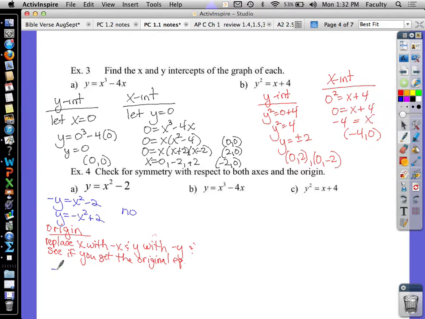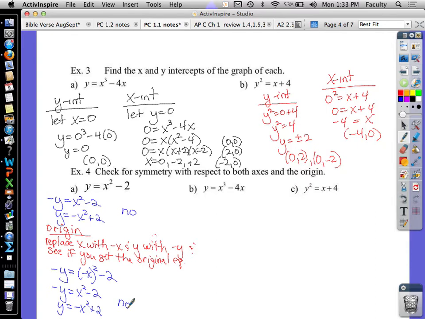So let's try this. I'm going to replace y with negative y, x with negative x, and see if that will produce the original equation. Well, negative x, when you square it, is positive x squared. I do need to multiply then by a negative 1. And that is not the same equation.